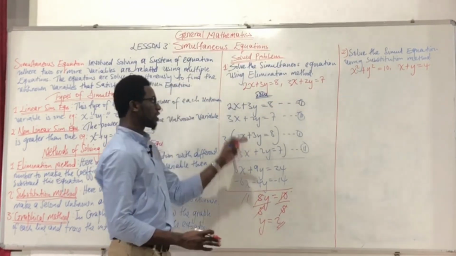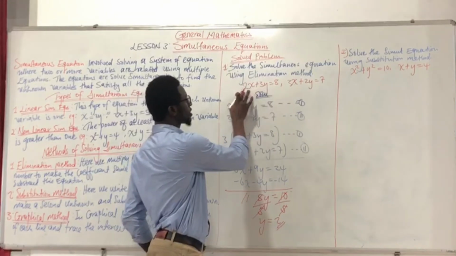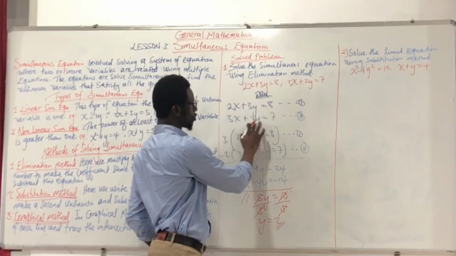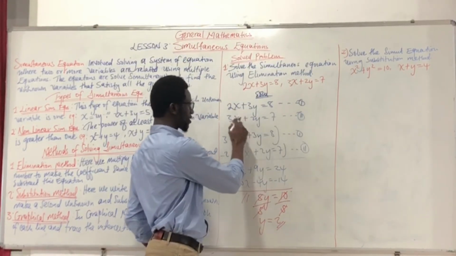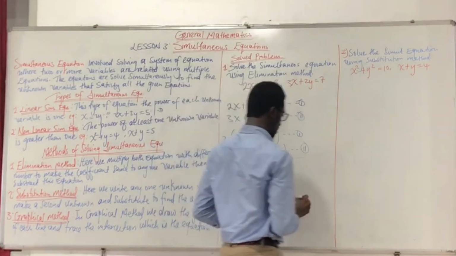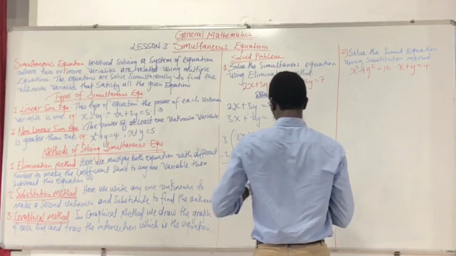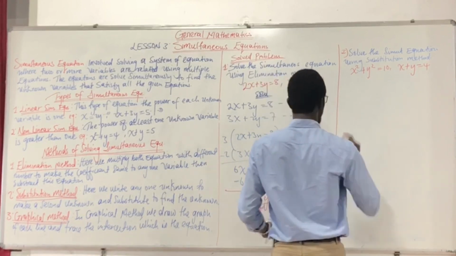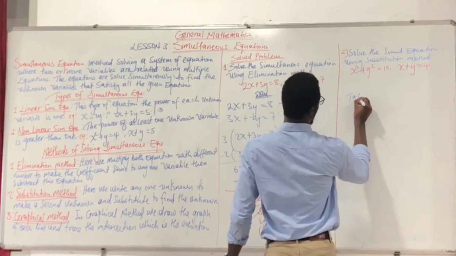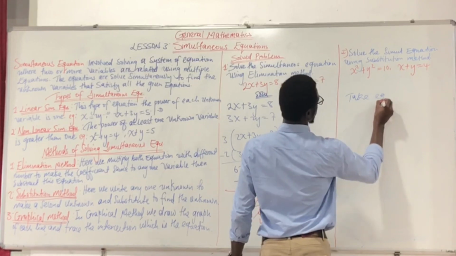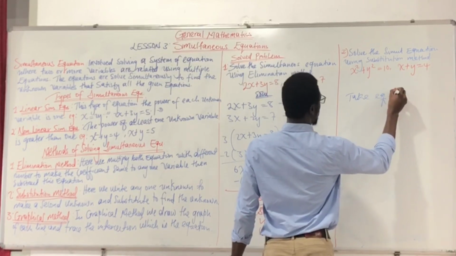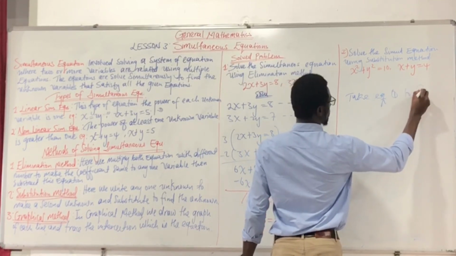We can use either of the equations. We'll use either equation 1 or equation 2 to find our x variable. So now let's see. We let y equal 2. We take equation 1 to find x.